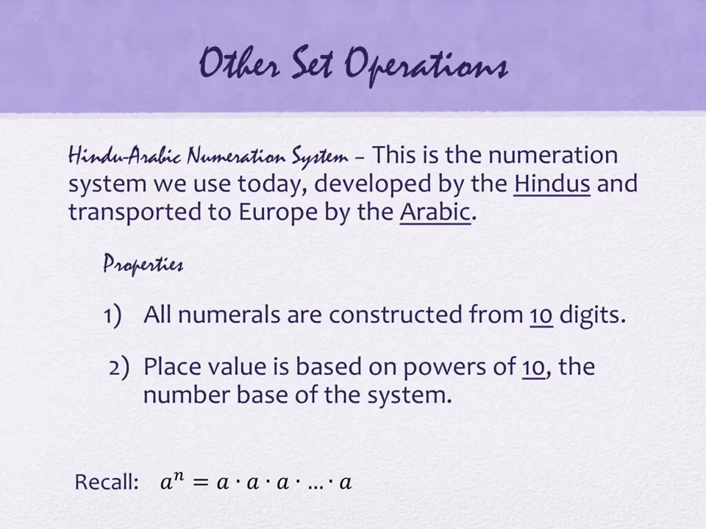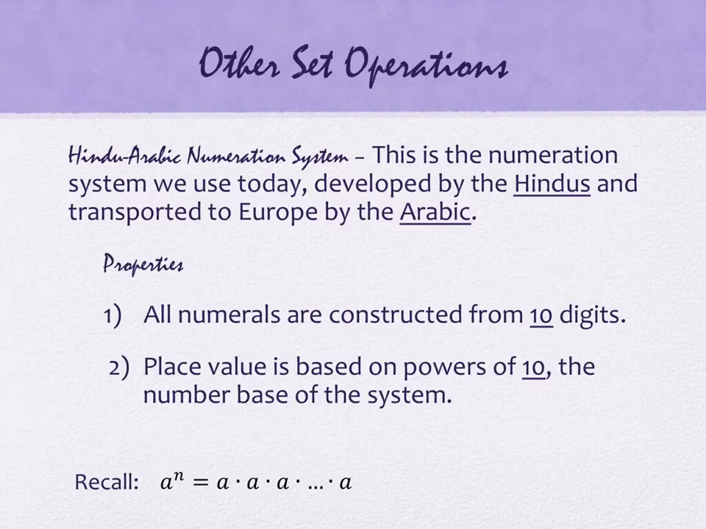Some facts about the number system, things that I know that you know, you may not have thought about them in these ways. All of our numerals are constructed from 10 digits. Digits are a single number or numerical value. So when I talk about a digit, I'm talking about a single value. So 10 is not a numeral. 10 is two numerals, 1 and 0.